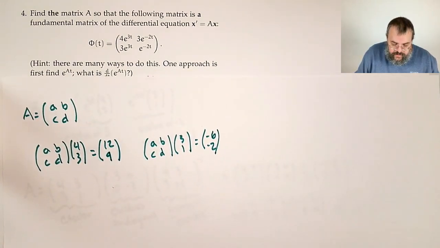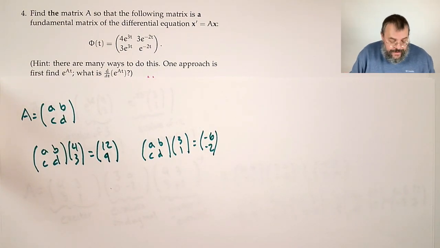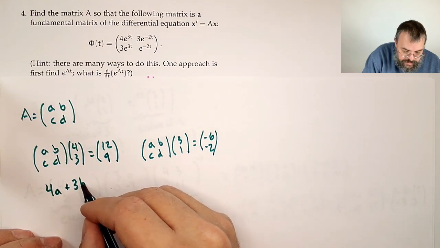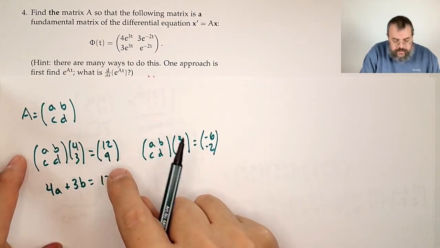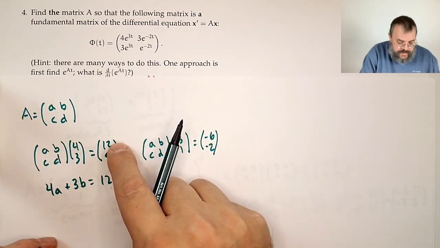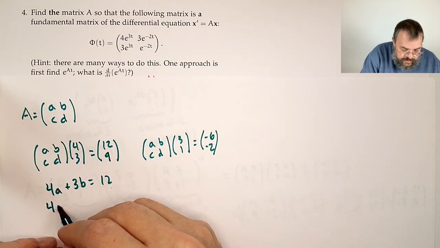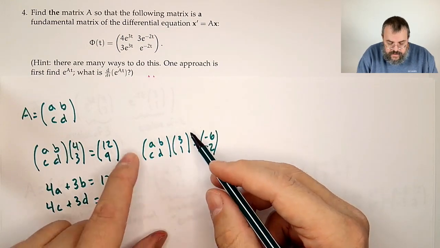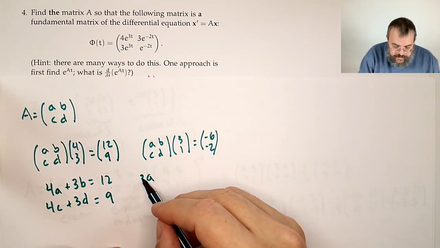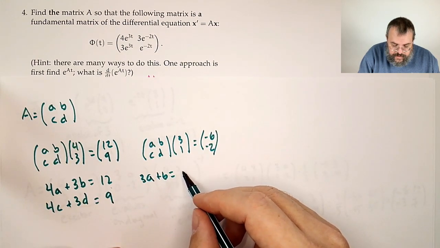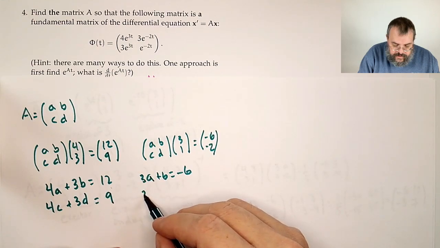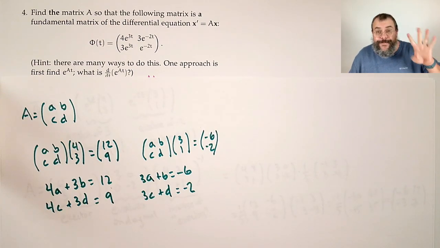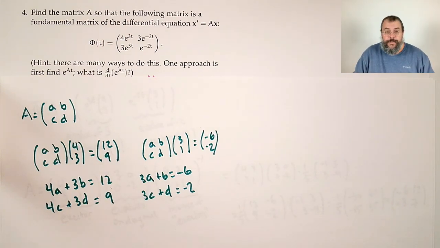Okay, so what does this give us? Well, we have 4a plus 3b equals 12. And here, we'll get 4c plus 3d equals 9. Over here, a times 3 plus b equals -6. And 3c plus d equals -2. And we now have 4 equations and 4 unknowns. And we just work our way through it.